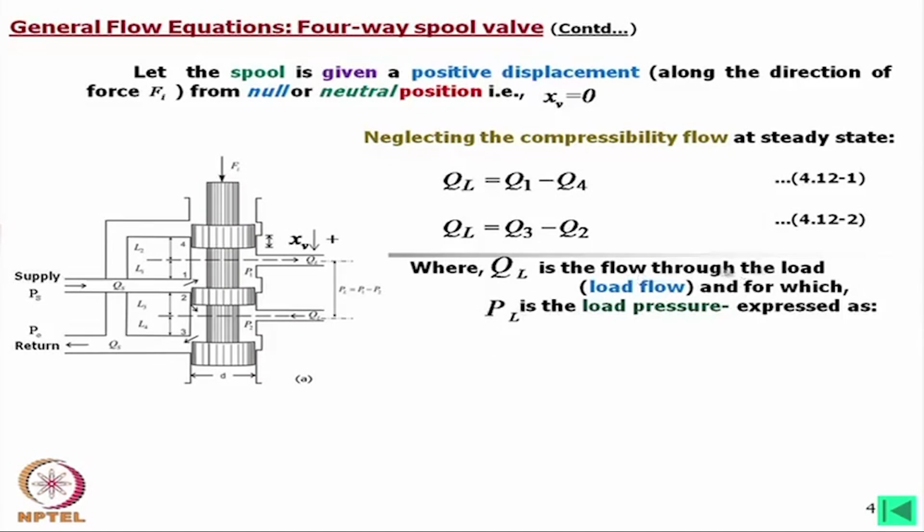Where QL is the flow through the load, or simply load flow, and PL is the load pressure, which is expressed as PL is equal to P1 minus P2. Mind it, this P1 pressure will be inside here, on one side of the actuator. Let us consider a linear actuator. One side of the piston, this pressure is P1, on the other side of the piston the pressure is P2.